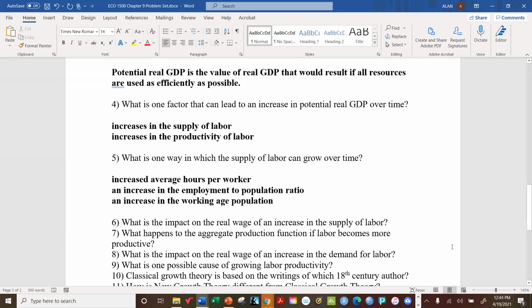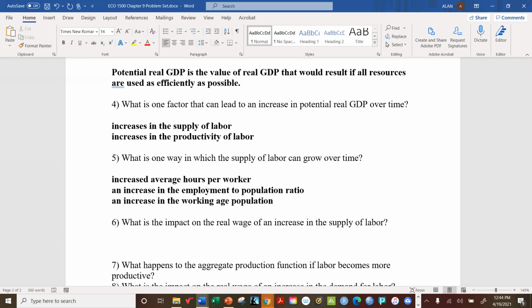Excuse me just one second. Yes. So could the answer also be the supply of labor can grow over time through education and training?